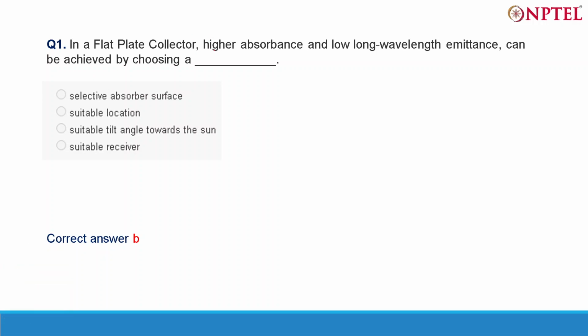In a flat plate collector, higher absorbance and low long wavelength emittance can be achieved by choosing a. It's saying higher absorbance, so there should be something related to orientation, and selective coating also, and lower long wavelength emittance also. So this is 100% with orientation, that is with the location. So the correct answer is suitable location.